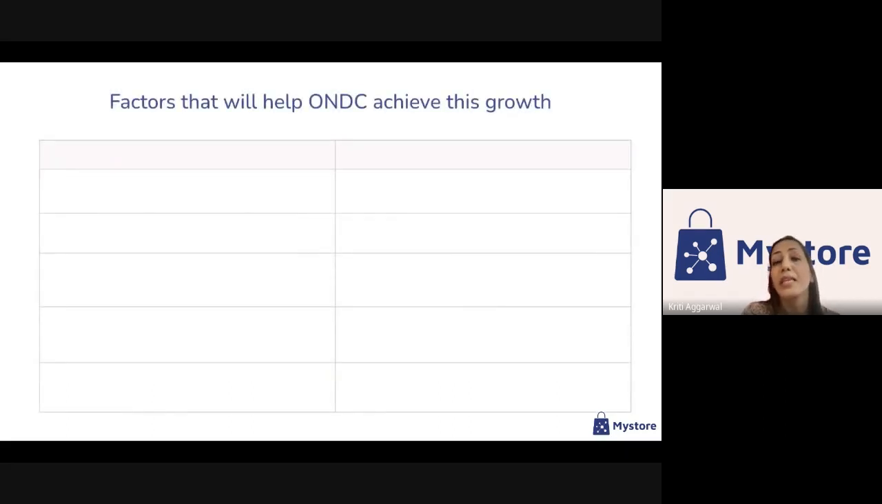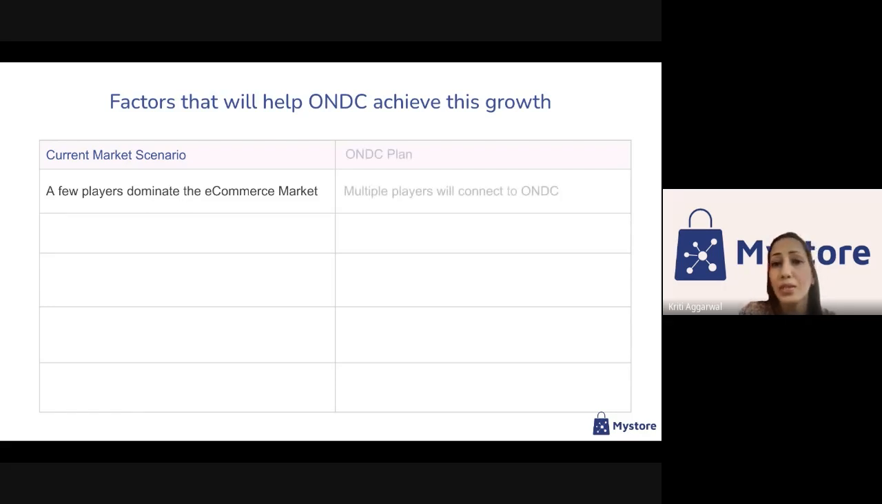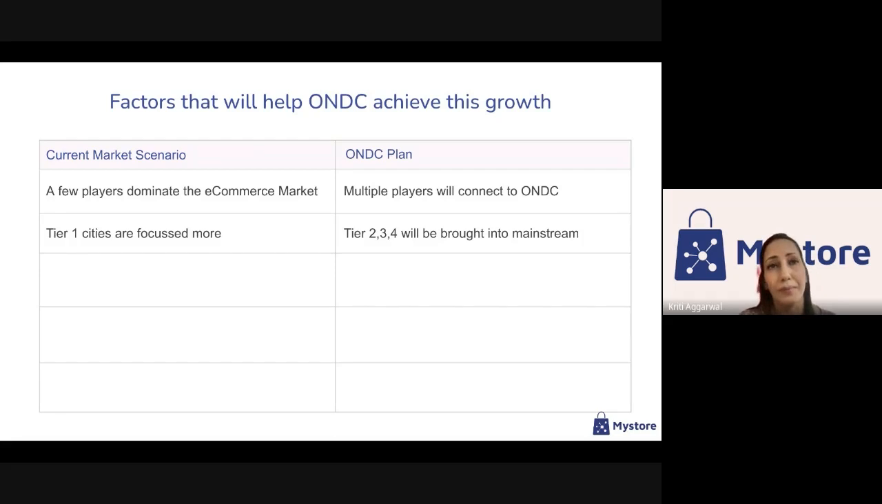Let's see the factors that can help the network achieve this target. Some of the factors I've laid down here. Firstly, in the current market scenario, there are a few very dominating players, like Amazon and Flipkart. But ONDC wants to give a level playing field to multiple players connected to the ONDC network. Currently, the marketplaces are focusing on tier 1 cities. Vis-a-vis, ONDC wants to penetrate not only tier 1, but tier 2, 3, 4 also.